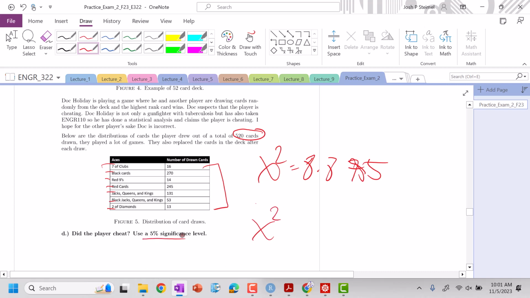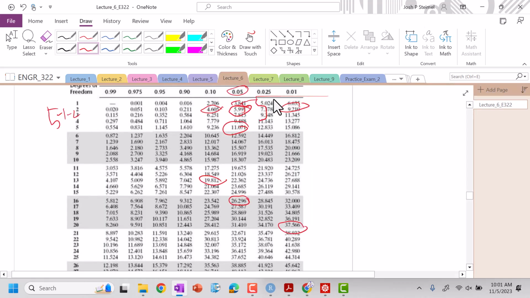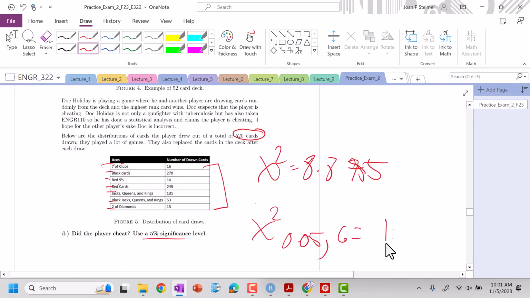So my chi-squared, 5% significance, 0.05. 1, 2, 3, 4, 5, 6, 7. So what's my chi-squared of this? 0.05 and 6, 12.592. So that is going to be a big old do not reject.